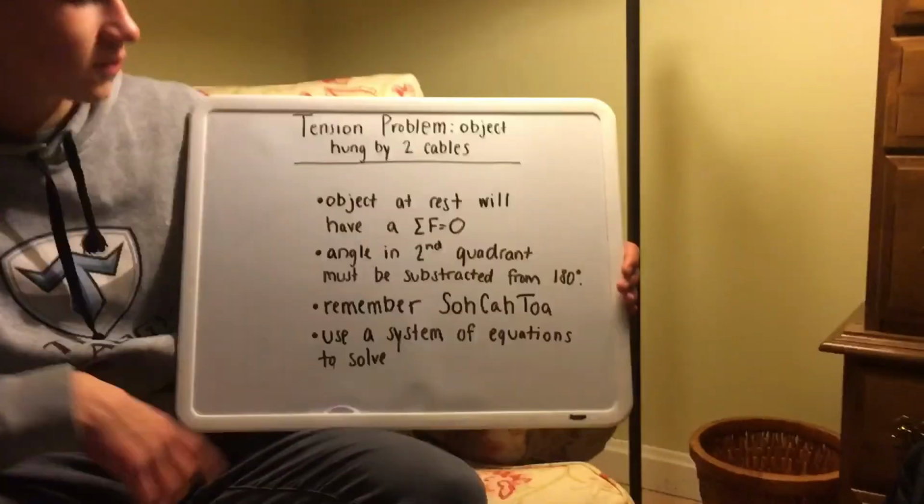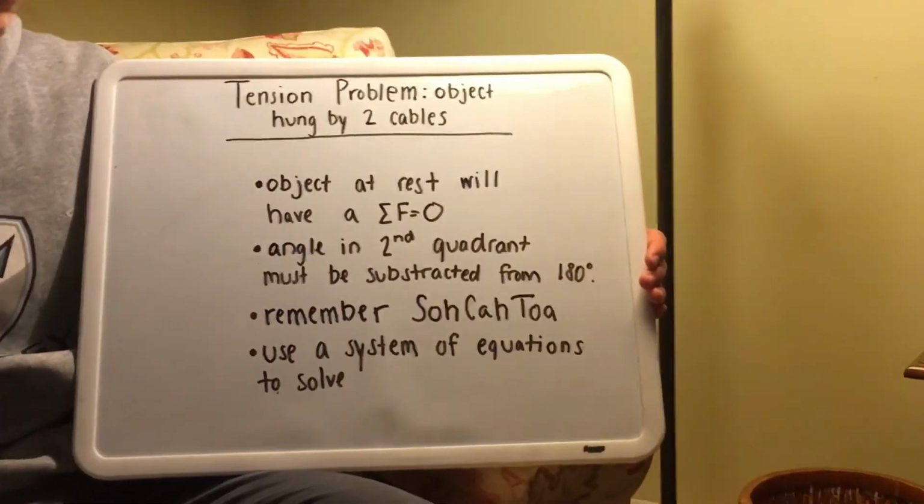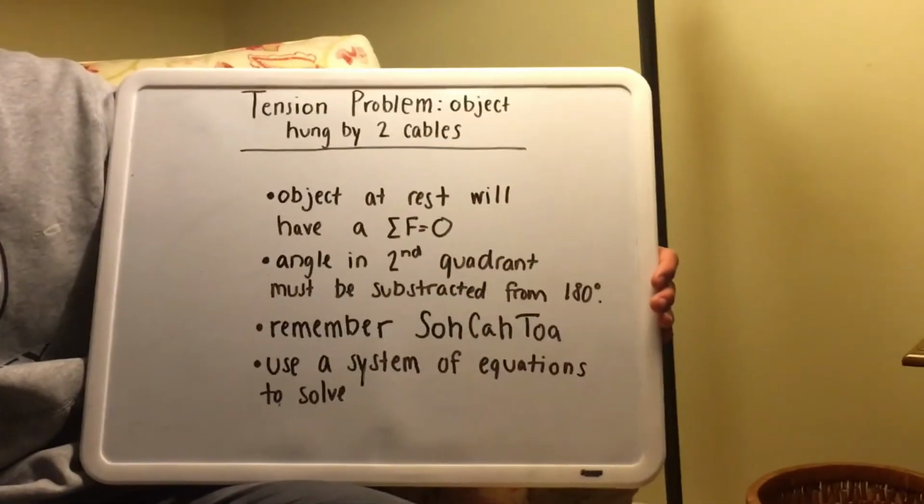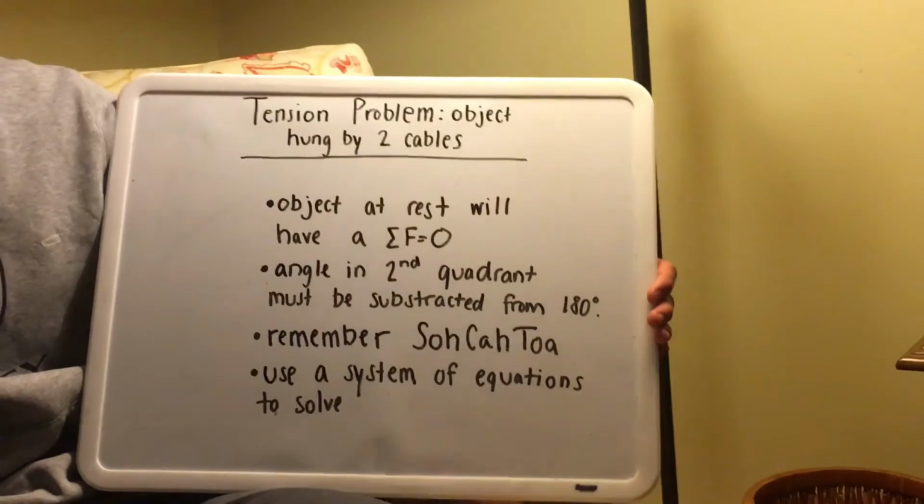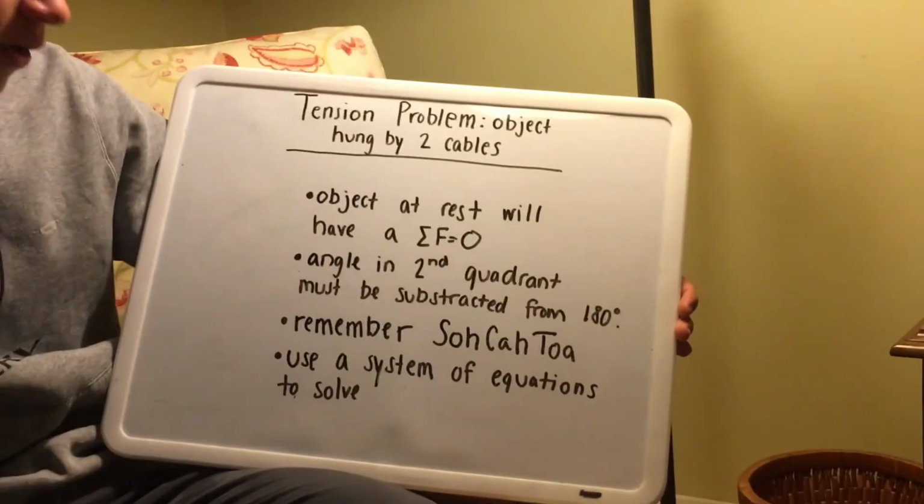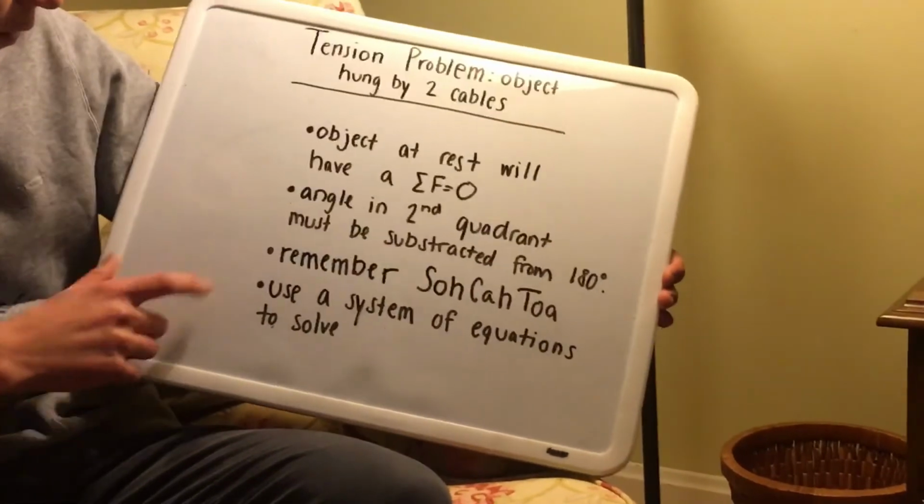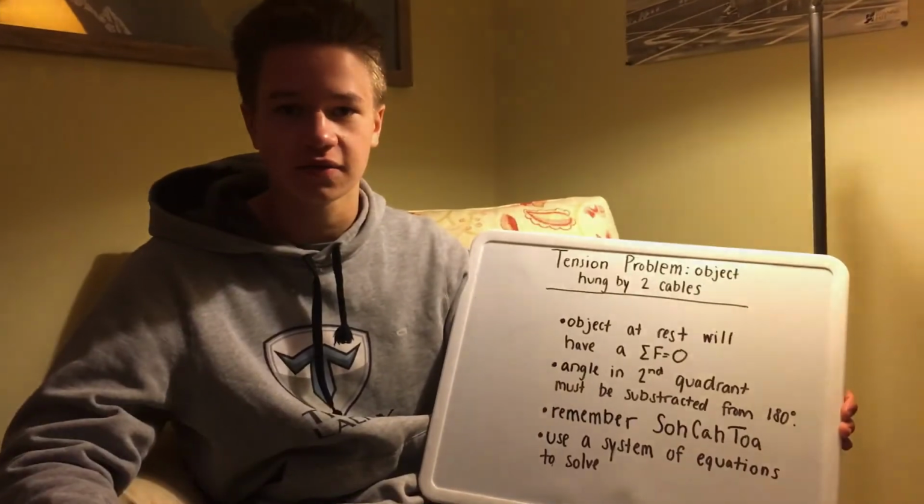Alright, to summarize, an object at rest will have a sum of forces that equals 0. Also, the angle in the second quadrant must be subtracted from 180. You can't forget that. Third point, you've got to remember SOHCAHTOA. Shout out to Peggy. Fourth point, use a system of equations to solve and never forget your units. Thank you.